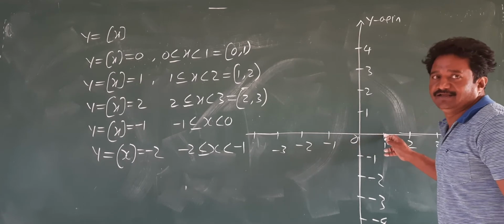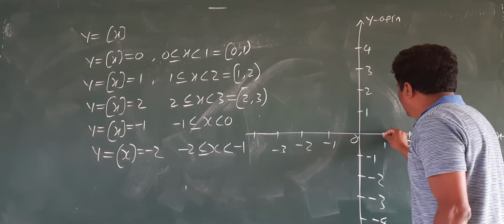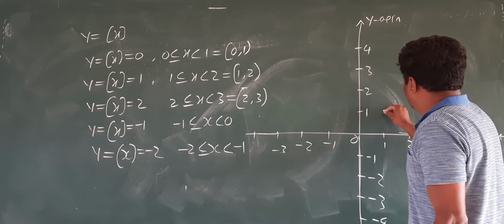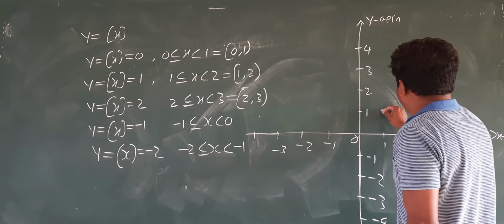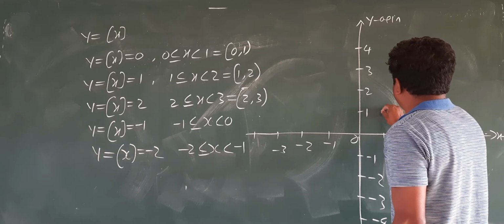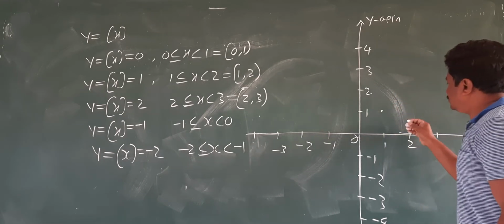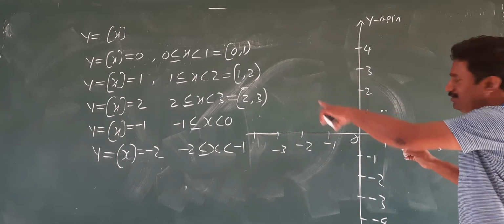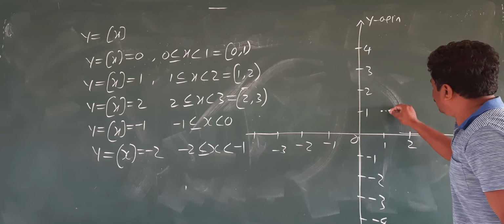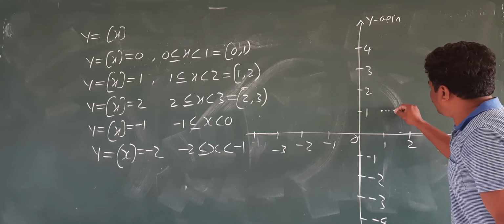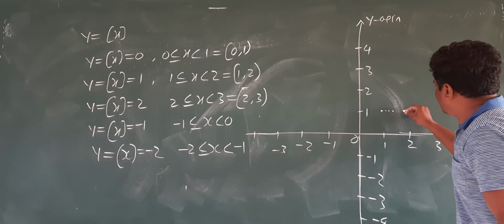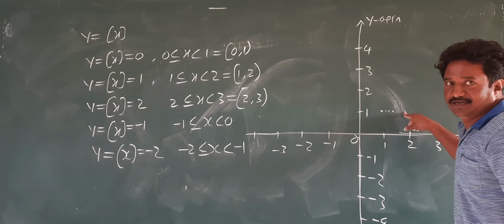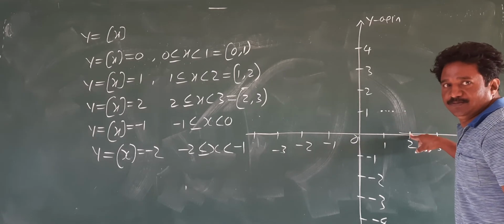If x is 1, y is 1. If x is 1, it is not related to 0; y is 1. So the curve starts from here. If x is 1.1, again y is 1. If x is 1.2, y is 1. If x is 1.5, y is 1. If x is 1.9, y is 1. If x is 2, y is 2.